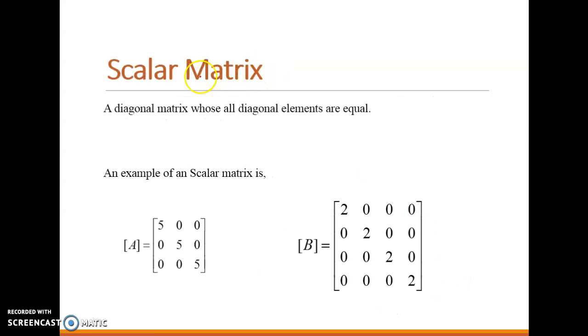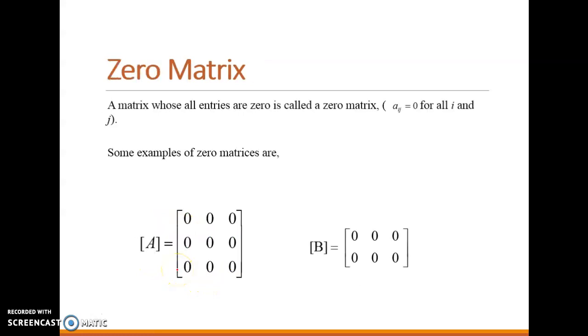Next is scalar matrix. So scalar matrix is similar to the identity matrix, the only difference is the diagonal elements should be equal. So it could be 3, it could be 1, it could be 5, it could be 4, it could be anything. So all the diagonal elements should be equal, and all the non-diagonal elements should be 0. Next is zero matrix. So in the zero matrix, all the elements are 0.